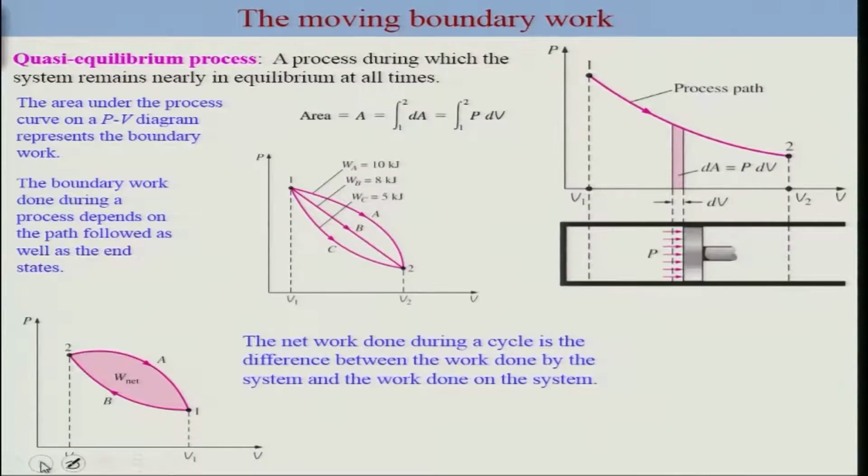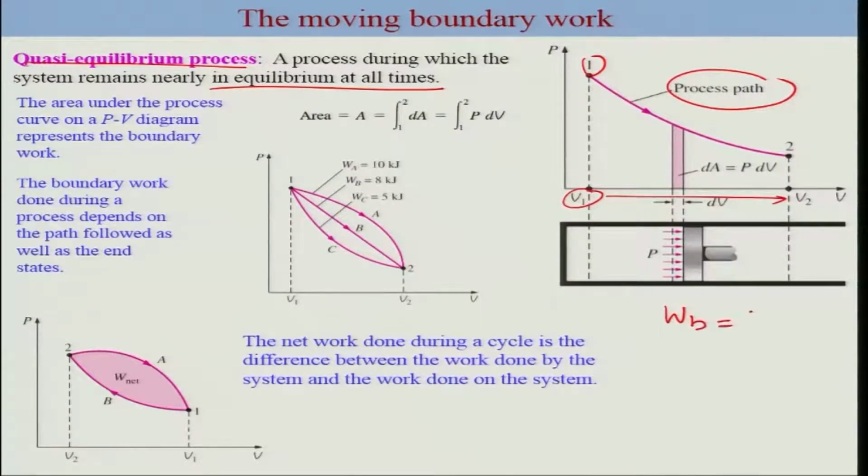As I mentioned already, for a quasi-equilibrium process, the system will remain almost or nearly in equilibrium at all times, and in that case you can represent the process by a process path represented by this line here. This is an example where volume is expanding, going from V1 to V2 in a very slow process such that equilibrium is maintained, and thus the W_B in this case can be written in this form, which is nothing but the area under the curve, and that's what is mentioned here.